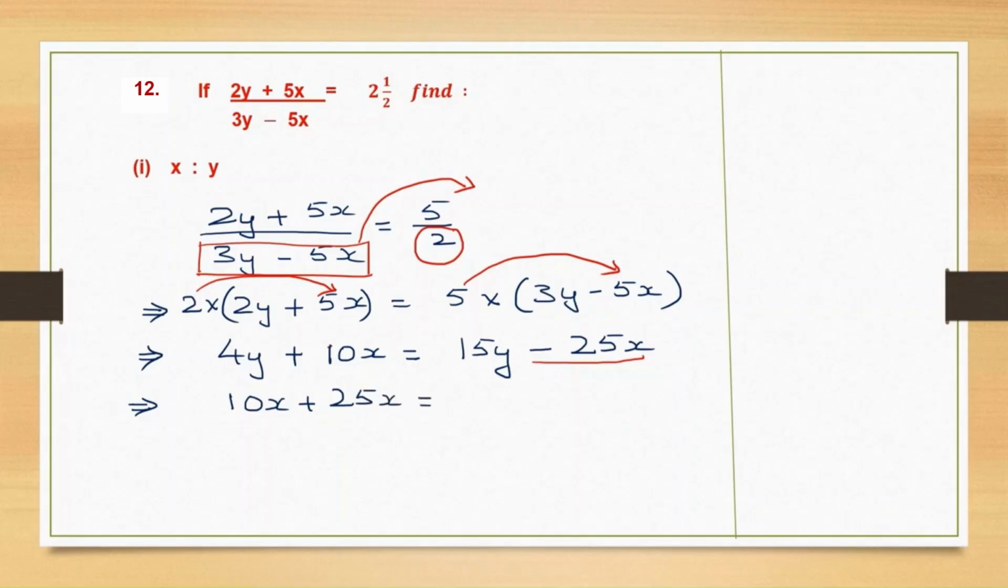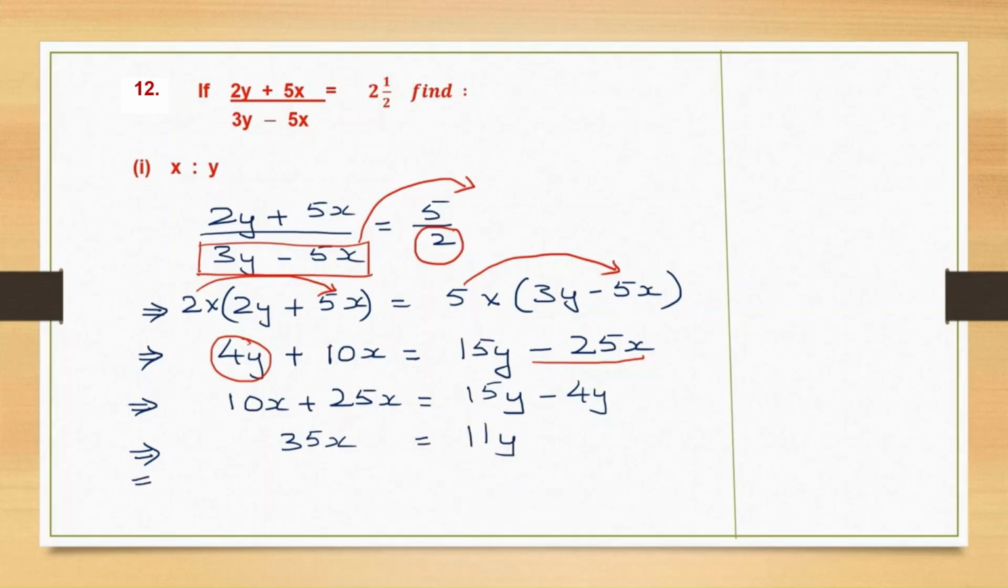On the right hand side, I already have plus 15y, which I'm going to leave as it is. Now I'm going to transpose 4y to the other side. It's plus 4y, it becomes minus 4y. So let's work this out now. 10x plus 25x is 35x. And on this side, 15 minus 4 is 11, 11y.